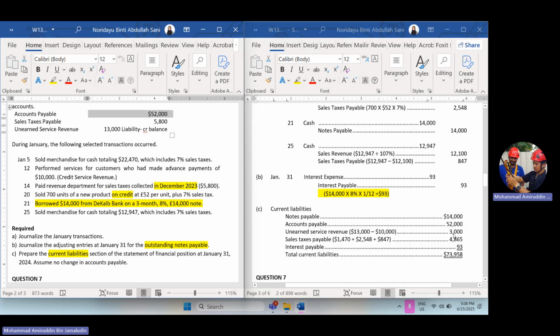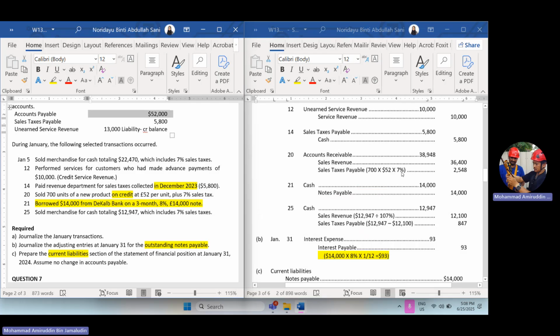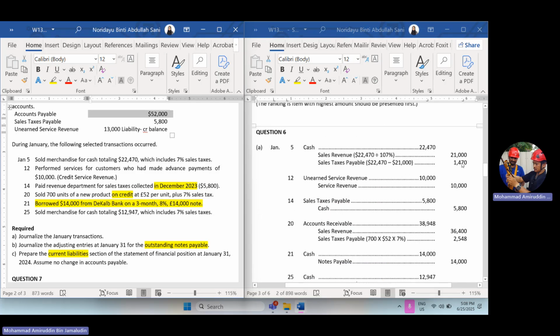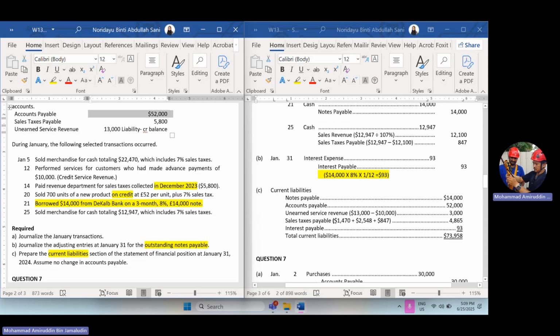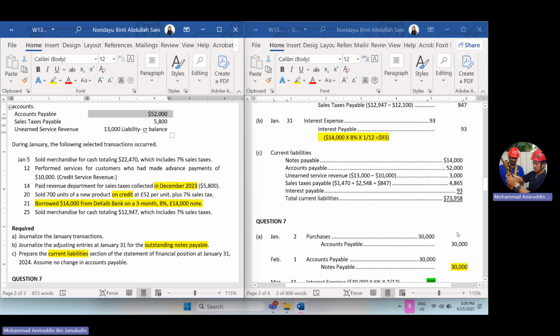I put here. Sales tax payable, we have this one, 1470, 2548, 847. Yes, only three total. So 4865. And the last one we have the interest payable. Then you total up, so you get 73,958. Okay.